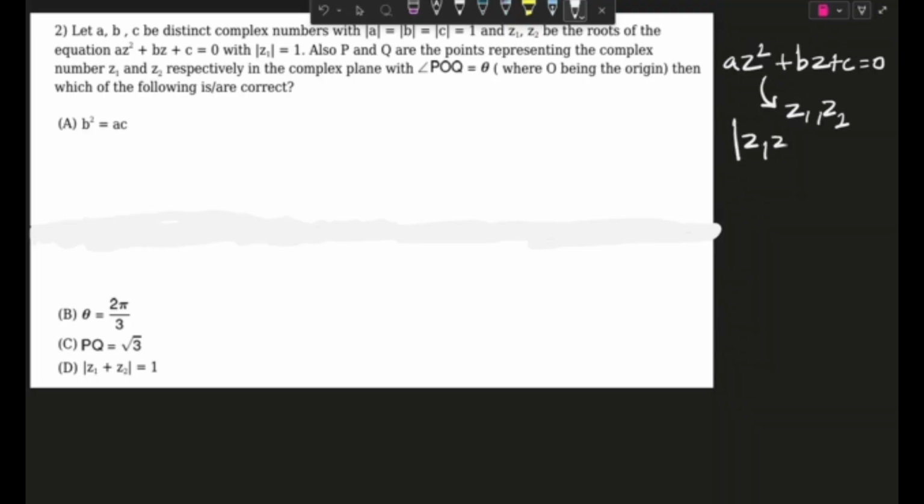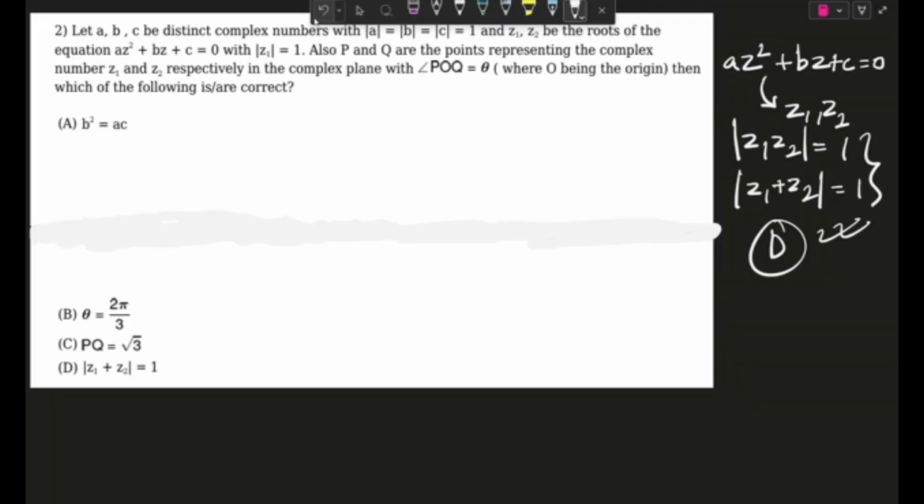So we will have mod z1 z2 to be equal to c by a, which is 1, and mod z1 plus z2 to be equal to mod of minus b by a, which is also 1. And now, because we have mod z1 plus z2 equal to 1 in option D, we already got an option correct just by doing this much. So now let's go on to solving something furthermore.